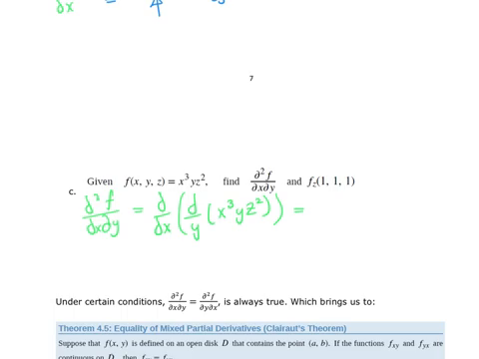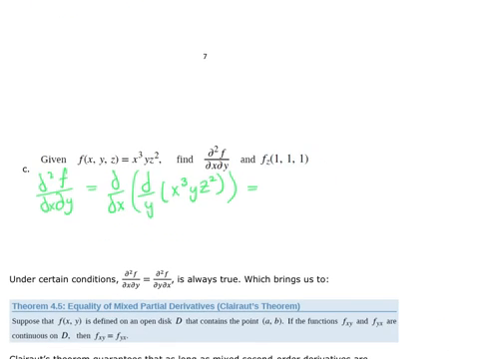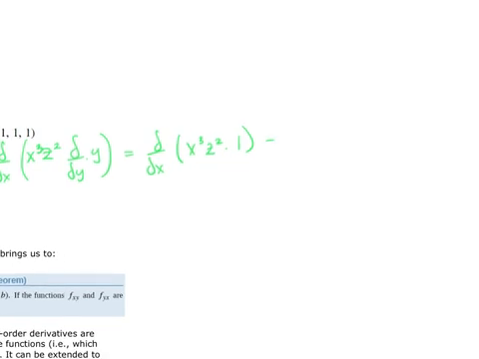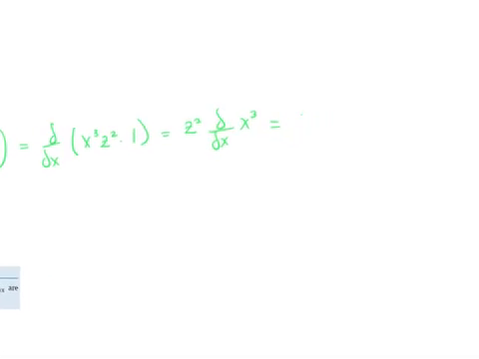So now you can start seeing what happens when it comes together. We're doing it with respect to y, so for the partial derivative with respect to y, I'm going to pull out everything that's a constant, which is x to the third z squared. And I'm doing the partial derivative with respect to y of just y. This gives me the partial derivative with respect to x of x cubed z squared, and then the derivative of y with respect to y is just 1. Now I'm going to do the partial derivative with respect to x. So that means z squared is a constant. I can bring that out, and put that back as x cubed. And so I do the derivative of x cubed with respect to x. So I get 3z squared x squared. And that's my final answer.